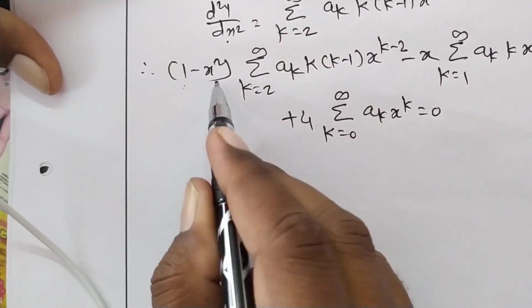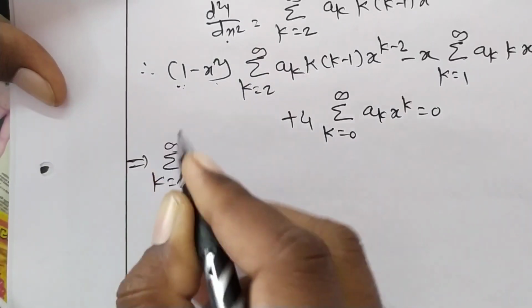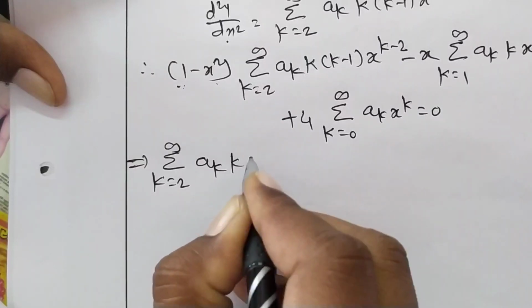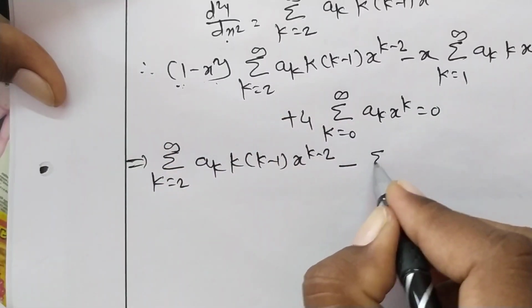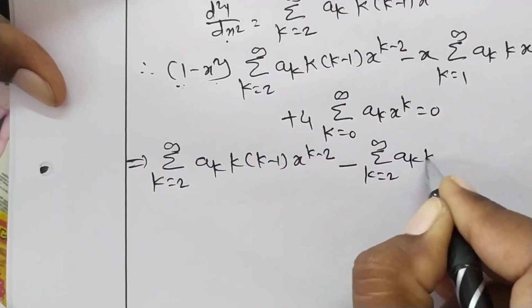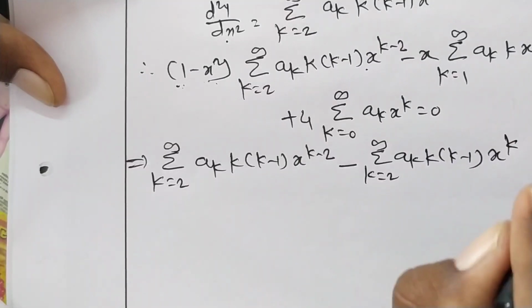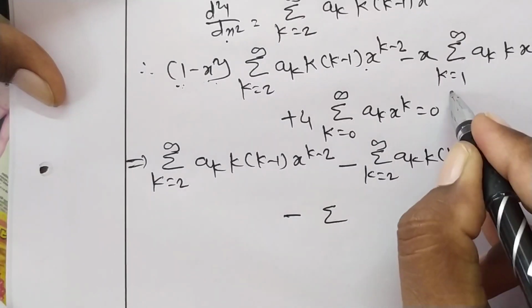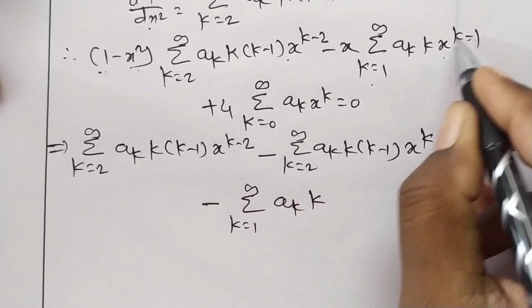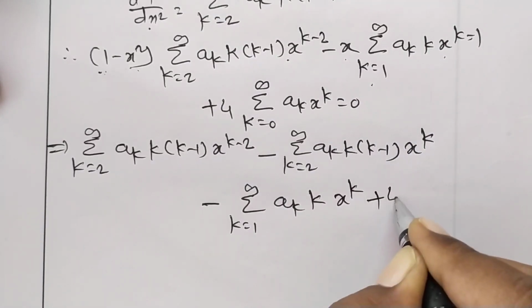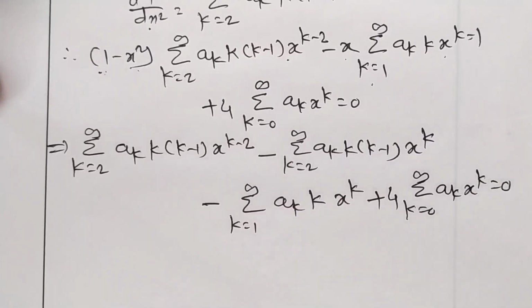Before that, first split this 1 minus x square, two terms are given here. So if you multiply this one inside, then this can be written as summation of k varies from 2 to infinity 1 into this ak k into k minus 1 x to the power k minus 2, minus x square into this, that is summation of k varies from 2 to infinity ak k into k minus 1, this x square into x to the power k minus 2, that is x to the power k minus 2 plus 2 means k, minus summation of this series k varies from 1 to infinity x into this, that is ak k x to the power k minus 1 into x is x to the power k, and plus last one is 4 into summation of k varies from 0 to infinity ak into x to the power k equal to 0.